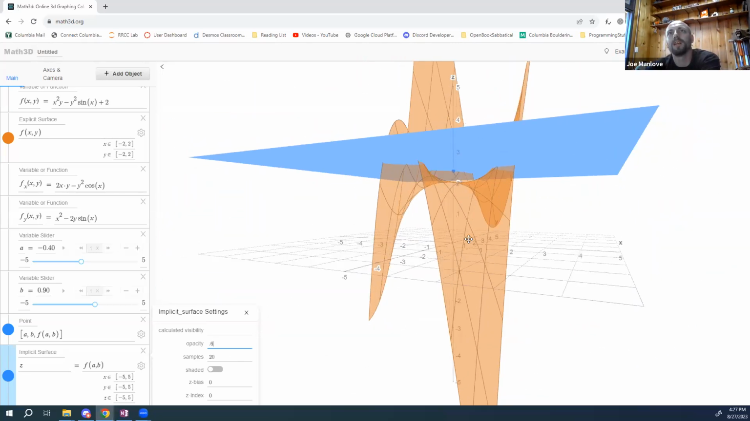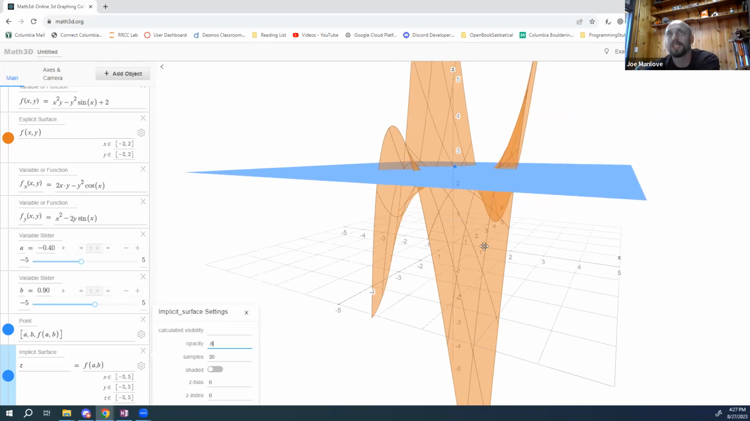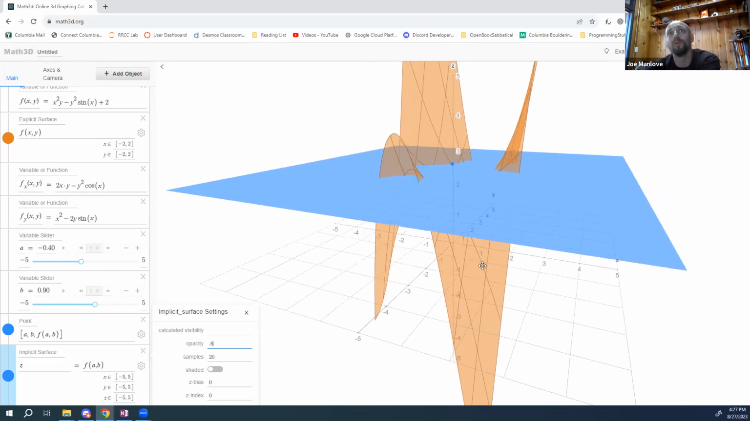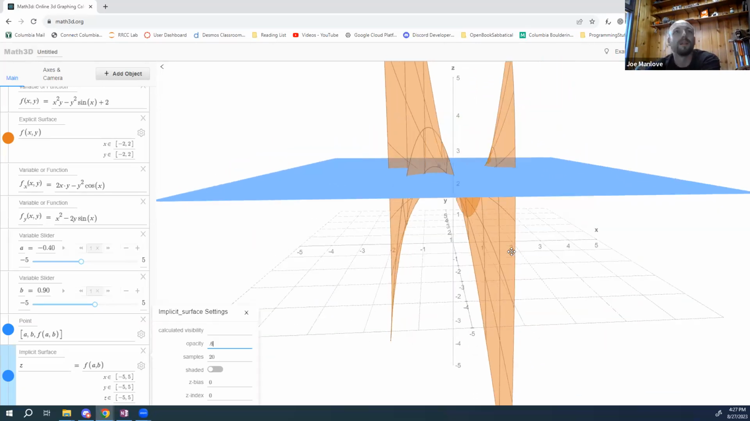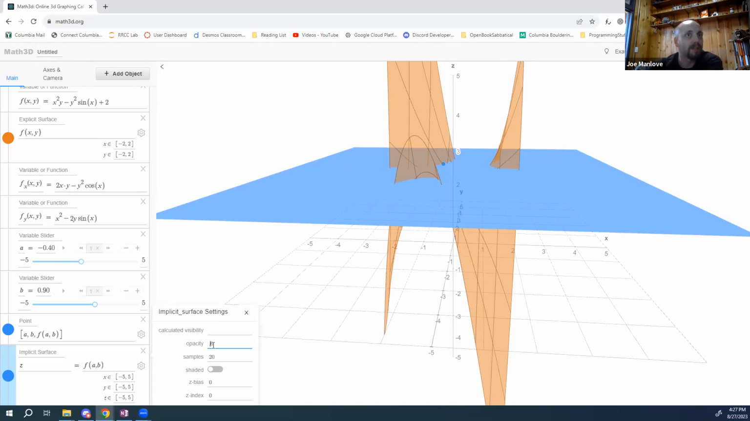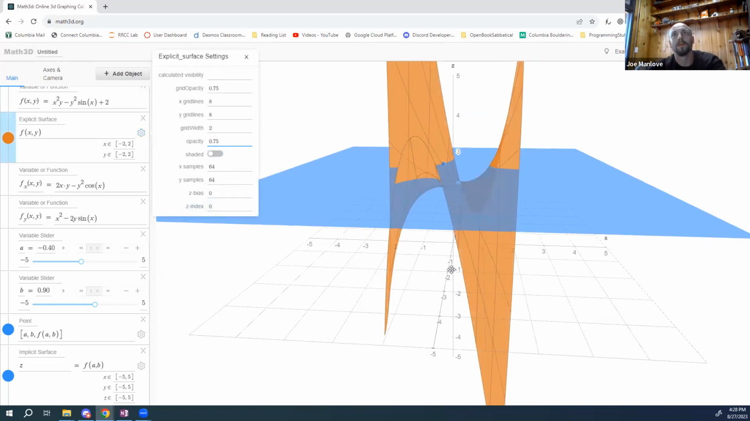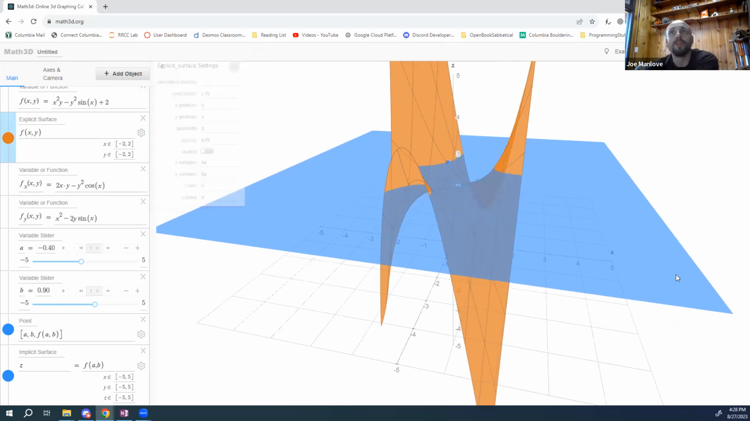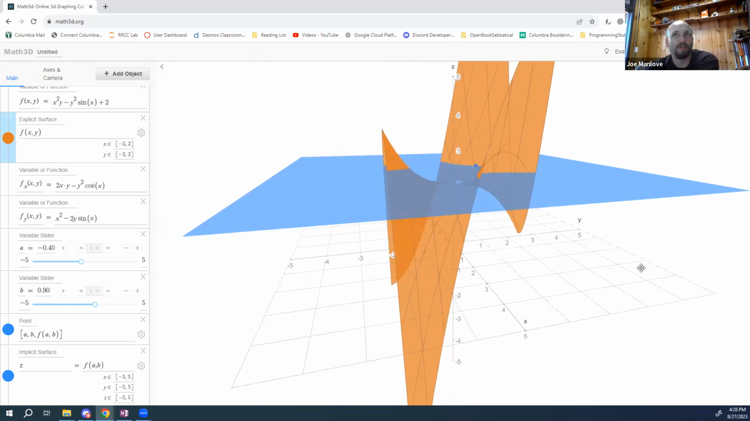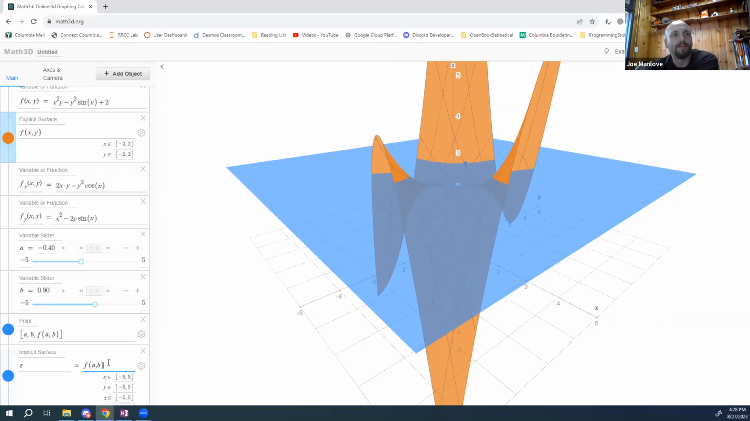This plane is not tangent. I hope you can see that. This is just a plane through this thing. I want this to be just a little bit more transparent than my surface, so I'm going to make my surface a little less transparent. Okay. So that blue thing's not a tangent plane yet. So I'm going to do some fixing.